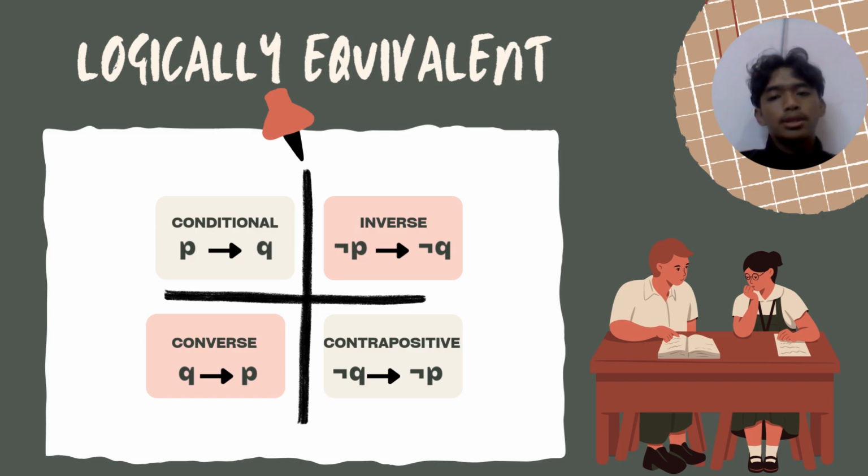For converse, we just need to swap both values. So the back one will be put on the front and the front one will be put on the back. The final one is contrapositive. Contrapositive is a combined process of converse and inverse. So to get contrapositive, we just need to converse the conditional and inverse the result, and we will get contrapositive as the final answer.